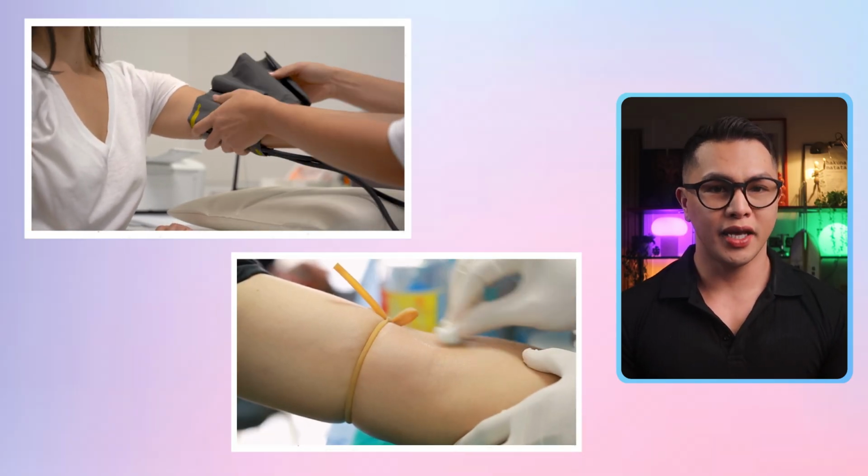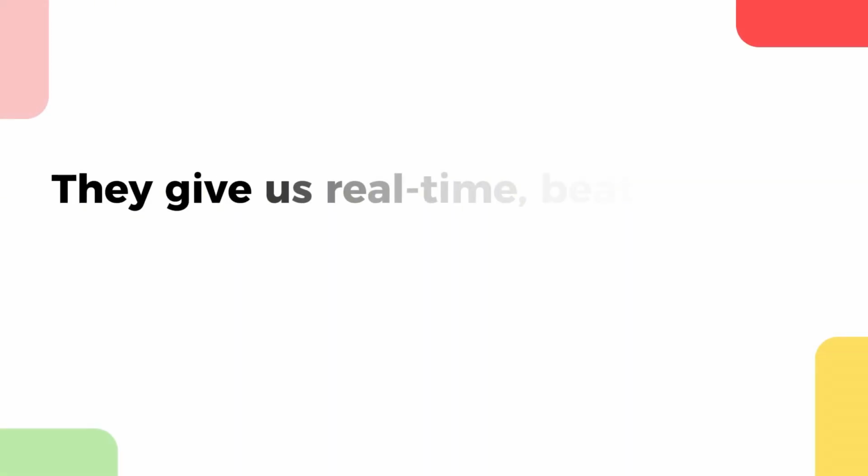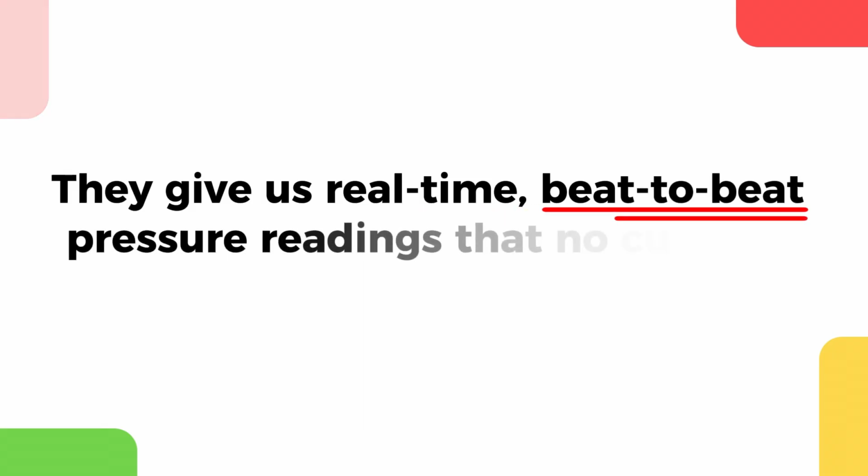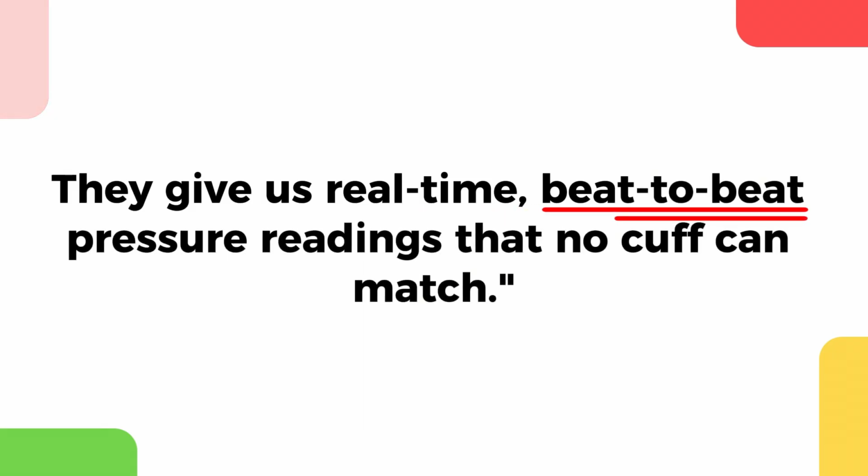Now, arterial lines serve 2 main purposes: continuous blood pressure monitoring and easy access for blood sampling. But here's what makes them so powerful. They give us real-time beat-to-beat pressure readings that no cuff can match.